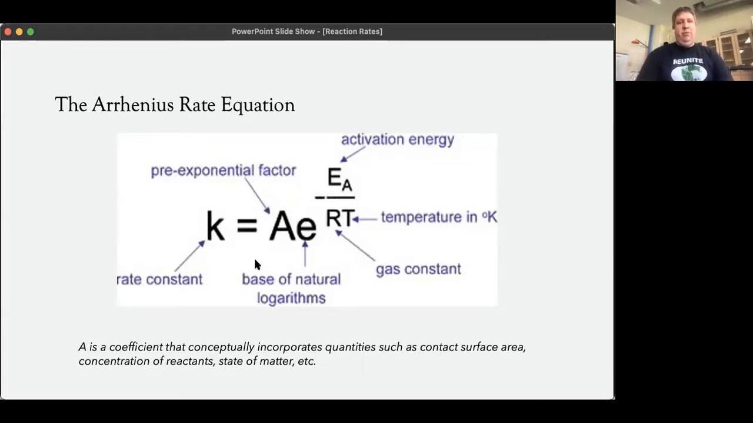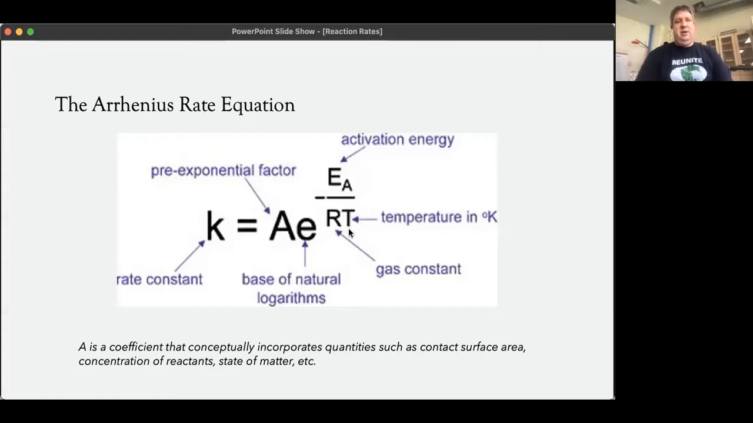And there's really three parts of this: A, EA, E sub A, which is activation energy, and then T. R is a constant. It's a balancing coefficient. E is the base of natural logarithms. So I don't know if you guys have done those in math class yet or not. But so really the three variables we're working with are A, T, and EA.